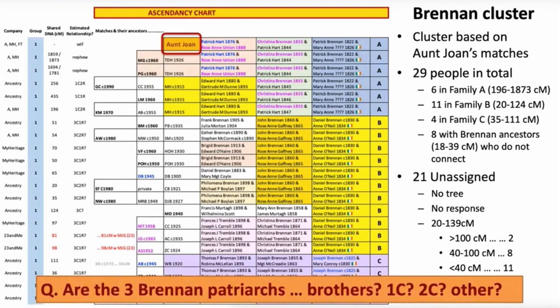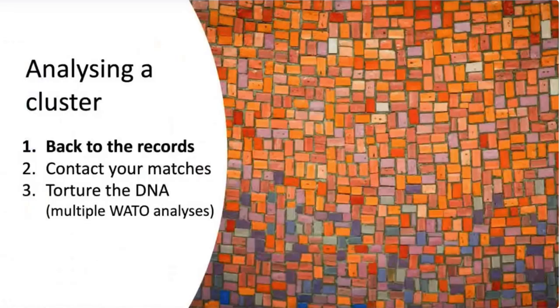And the question that arose in my mind when I saw that we had these 3 families, Family A, Family B, and Family C, are the 3 Brennan patriarchs, are they brothers? Are they first cousins? Are they second cousins? Are they some other relationship? And is there a way that I could solve this using WATO, using multiple WATO analyses?